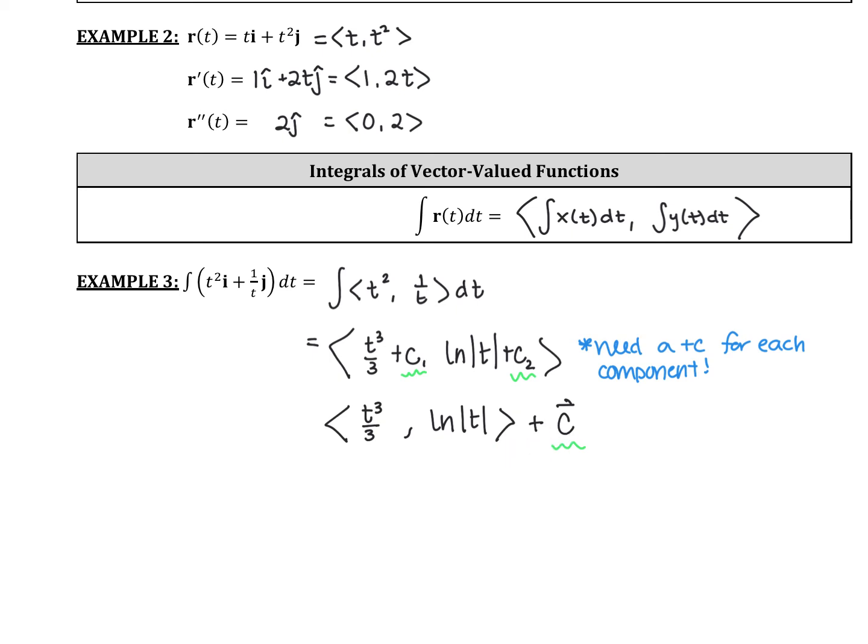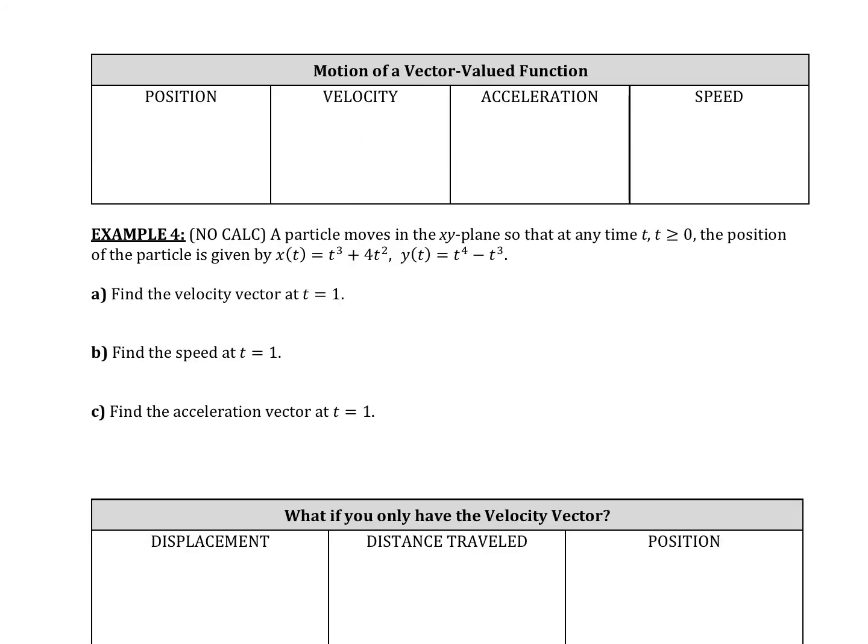You may even see it written this way, where we have t cubed over 3, comma, the natural log of the absolute value of t, that vector, plus some vector c1, comma, c2. And we know that would take me back to the same thing because in vector addition, we add the components together. Okay, so let's look at the main application where we're going to see vectors used in calculus. You knew we were going to talk about position, velocity, and acceleration. So let's come up with some formal definitions for the vectors of position, velocity, and acceleration.